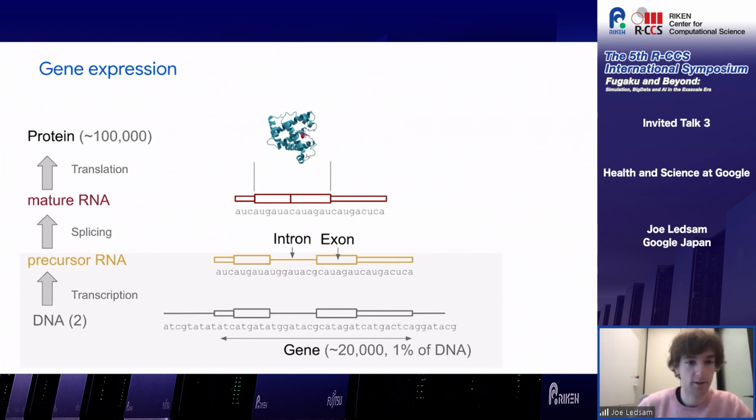Just as a quick overview, the way that expression works is essentially you have a section of DNA, part of which codes for a gene. The process of transcription leads that to precursor RNA. We have introns, which are non-coding, and exons that physically code for the protein itself. Then that's spliced to mature RNA, and ultimately that sequence in the mature RNA is translated to an actual protein.